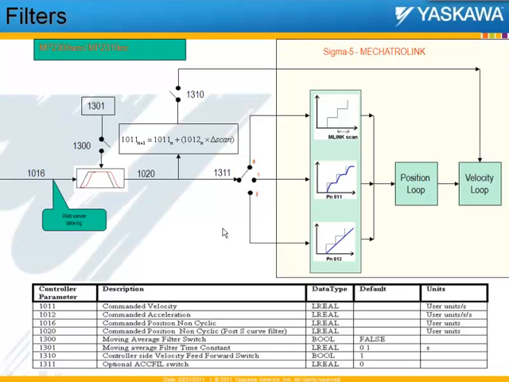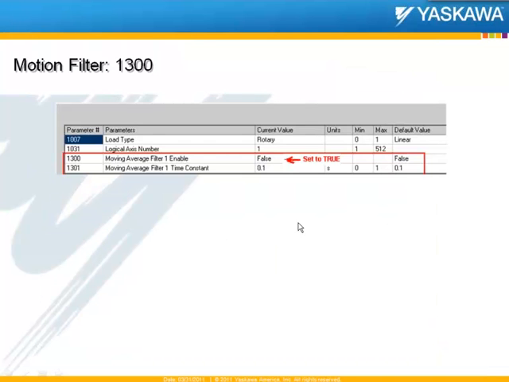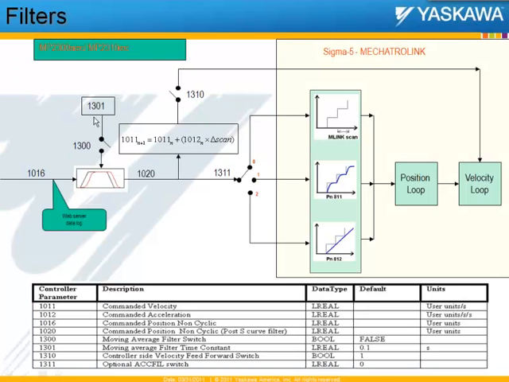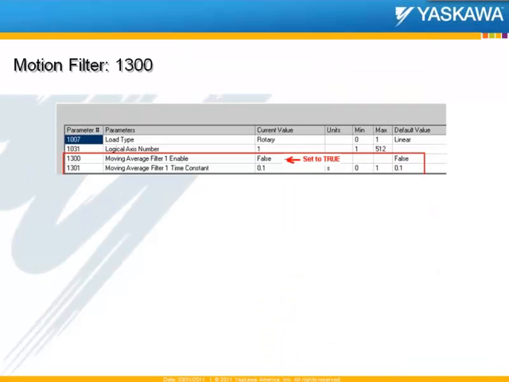We'll go through details on all three in the coming slides. The first one is the motion filter, or the S-curve filter that I just talked about. In order to enable the motion filter, or the moving average filter 1300, it needs to be set in the hardware configuration or the configuration tool in the software.